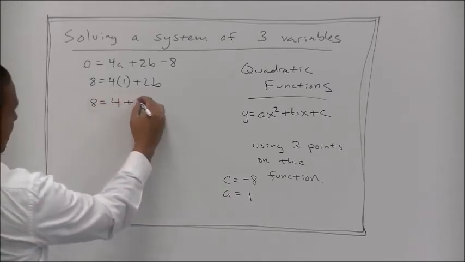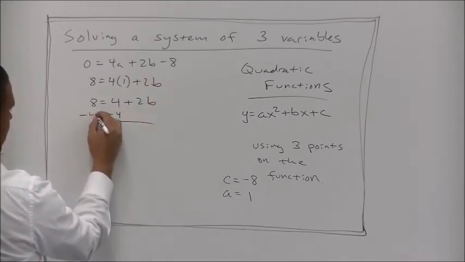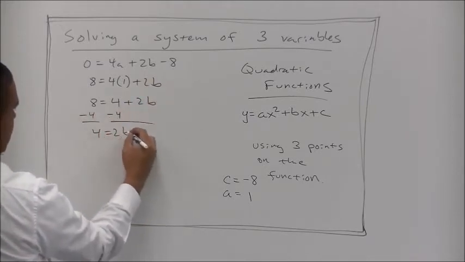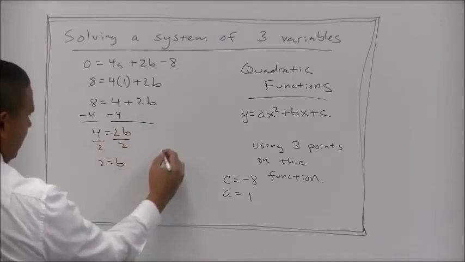Anyone? 2. Subtract the 4, subtract the 4, so 4 equals 2b. Divided by 2, 2 is b. So we found b.